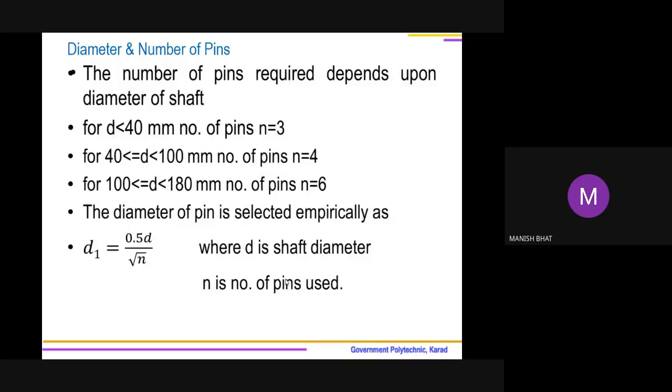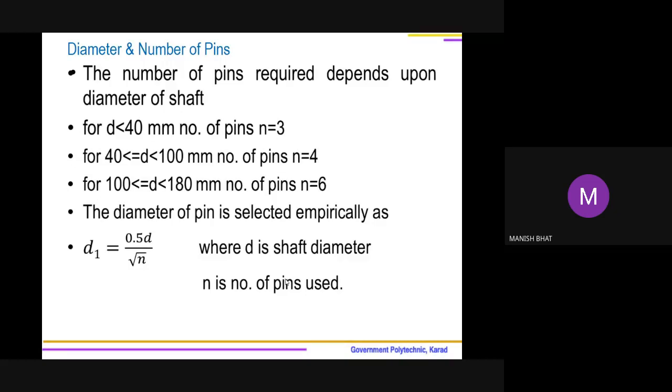This is the convention which is used to select number of pins. So if diameter is less than 40, you can select 3 pins. Same is the case for flange coupling. We will be selecting 3 bolts when diameter is less than 40. But what I suggest, you select higher number of pins or higher number of bolts, so that overall dimensions will be smaller. So for diameter 40 and greater than 40 up to 100, you can select 4 pins.